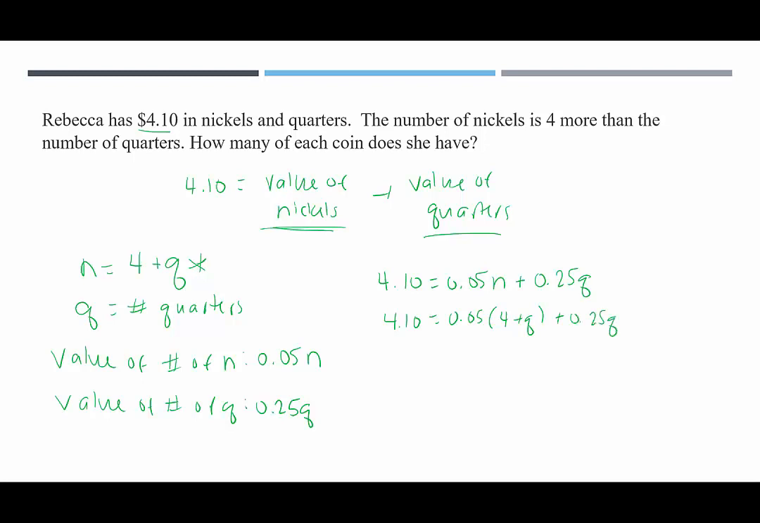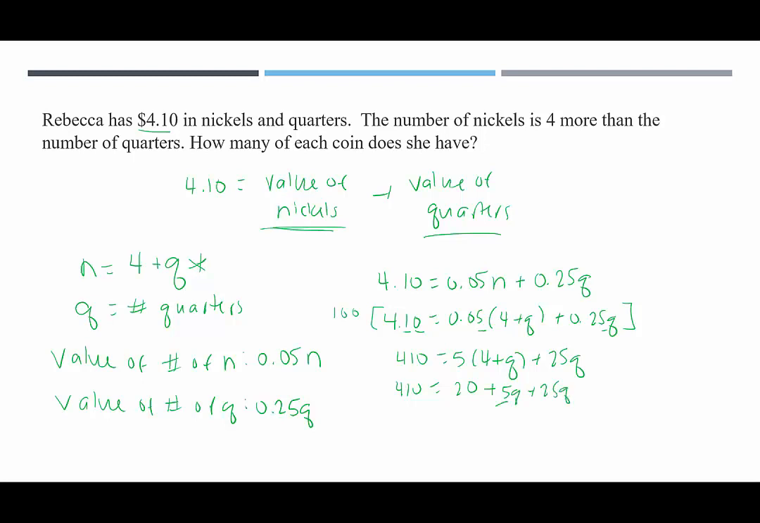Now, if you want to get rid of the decimals, you can. Find the least place. Here, technically we have tenths, hundredths, hundredths. So because we have hundredths, we're going to multiply by 100. That's moving the decimal point 2 places to the right. That would give me 410 is equal to 5 times (4 plus q) plus 25q. Now we can distribute the 5. So we have 410 is equal to 4 times 5 is 20 plus 5q plus 25q.